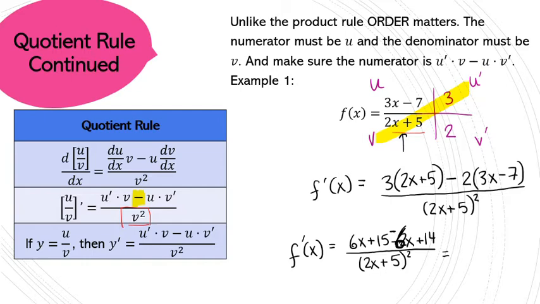All right, so 6 minus 6, when I did everything correctly, is 0. So the x term is gone in the numerator, and 15 plus 14 is 29. And we have 2x plus 5 squared. So no fast way about this one that we know of yet.